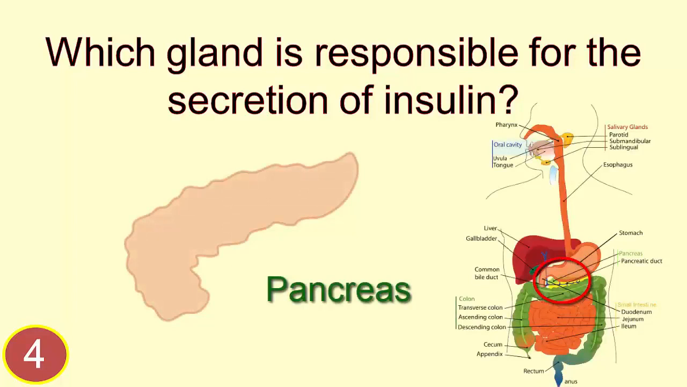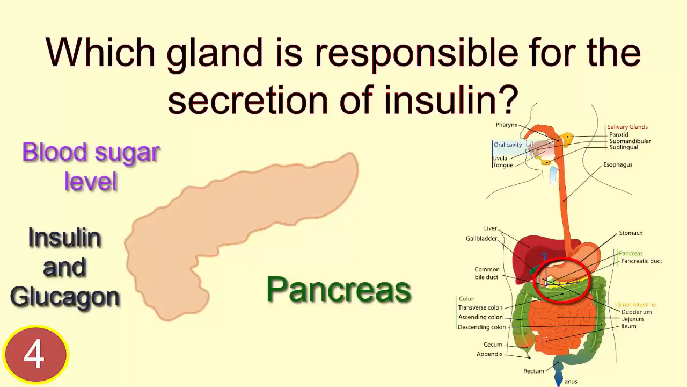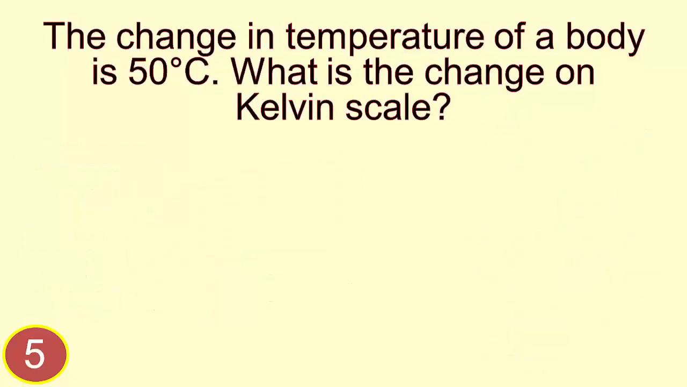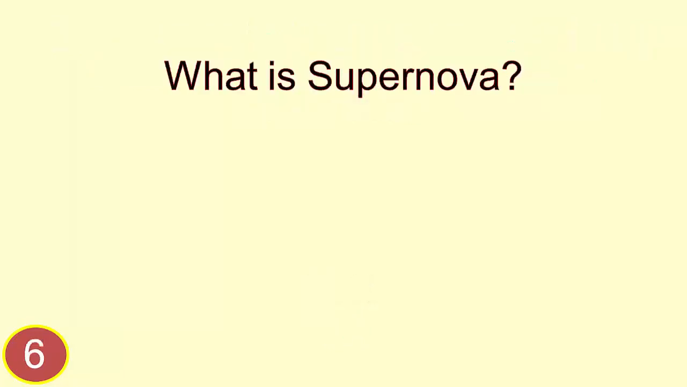Answer is pancreas. Functioning as an endocrine gland, the pancreas secretes the hormones insulin and glucagon to control the blood sugar levels throughout the day. The change in temperature of the body is 50 degrees Celsius. What is the change on Kelvin scale? Answer is 50 Kelvin. What is supernova?